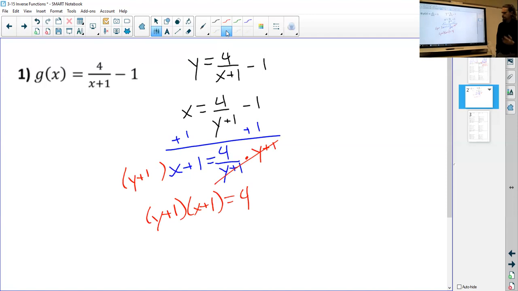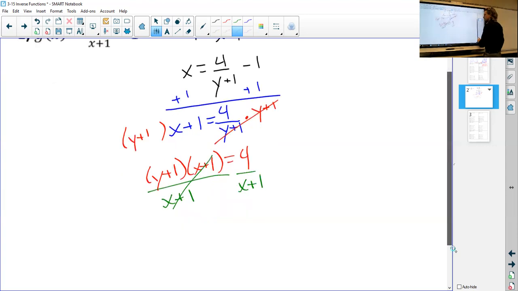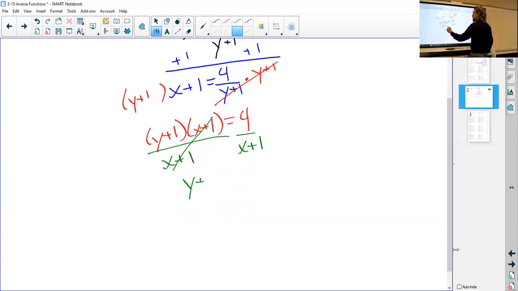Okay. Remember our goal. We want to get y by itself. So I have this times that, right? We just have two things. y plus 1 times x plus 1. So I want to get rid of this times x plus 1. So I'm going to divide both sides by x plus 1. Again, this is just testing your algebra skills. So x plus 1 divided by x plus 1 cancels out. And we're left with y plus 1 equals 4 over x plus 1.